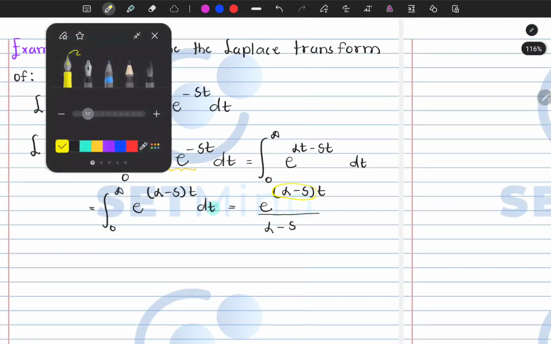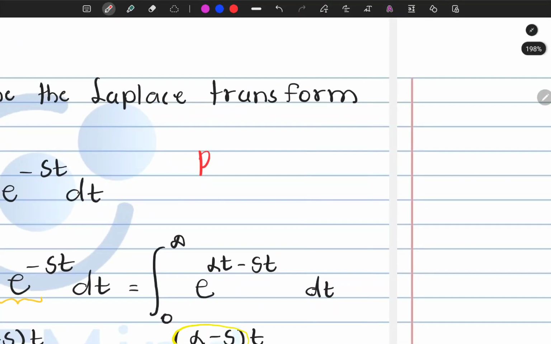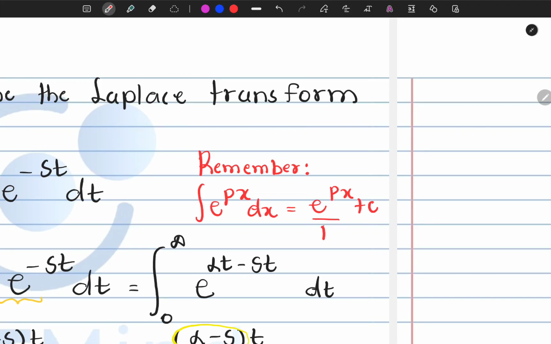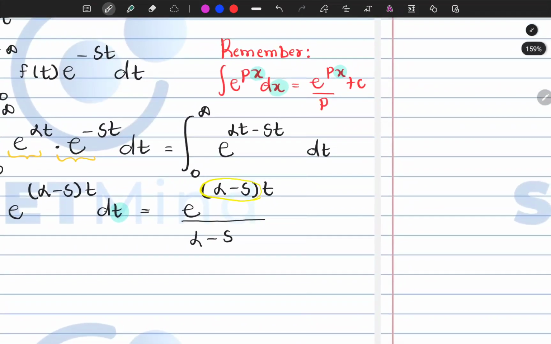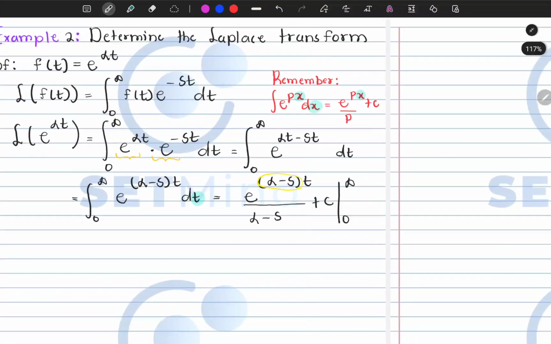So just a quick recap on that. I can just write it for you here and say, remember. What I want you to remember is that the integral of e to the power of px dx is going to be e to the power of px plus c divided by p, because p is what multiplies the x and we are integrating with respect to x. So essentially that's what we used here. Then we just need to put in plus c, then put in the limits infinity and 0.